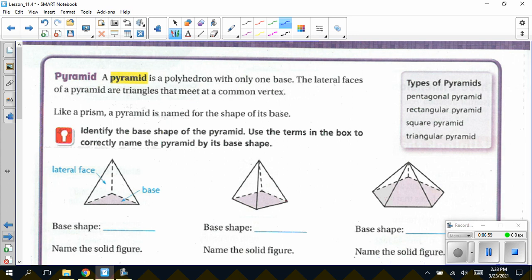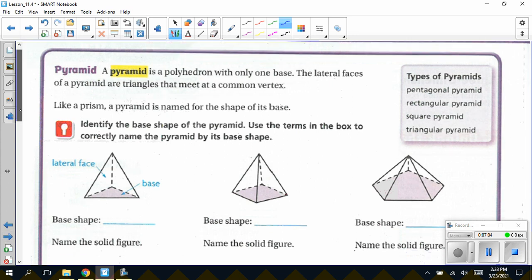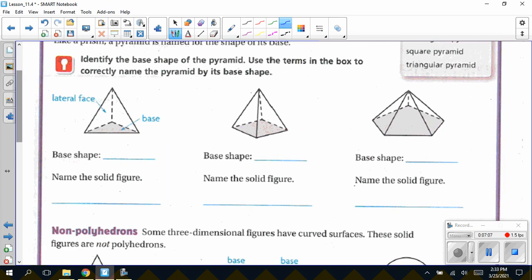Like a prism, a pyramid is named for the shape of its base. So we are going to identify all of the base shapes to then name those pyramids. The base shape is in purple this time. Again, notice our first pyramid has a base shape that is a triangle. Because that triangle has only 3 sides, there are 3 lateral faces that are also in the shape of triangles that form up at the point at the very top called your vertex. So the solid figure that we have right here is a triangular pyramid.